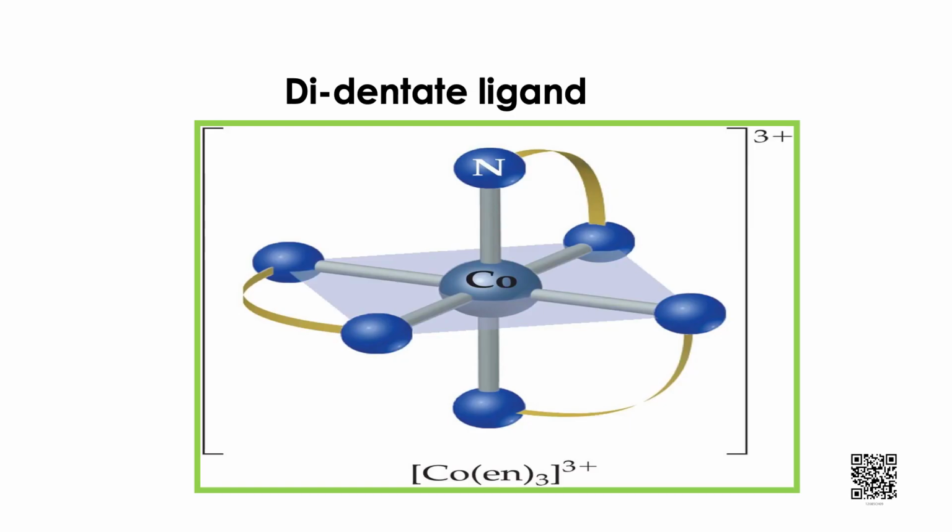When a ligand is bound to a metal ion through a single donor atom, as with chloride ion, water molecule or ammonia, the ligand is said to be unidentate. While when a ligand can bind through 2 donor atoms, as in case of ethylene diamine or oxalate, the ligand is said to be didentate.